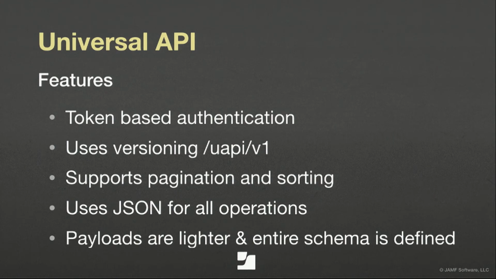We're also going to support pagination and sorting to make searching for objects easier. And we're using JSON for all of our operations because it's more lightweight, easier to read, and most languages support parsing JSON. We're making our payloads lighter, and we're defining the entire schema in our Swagger docs, so you no longer need to preload the payload to know what it will look like.